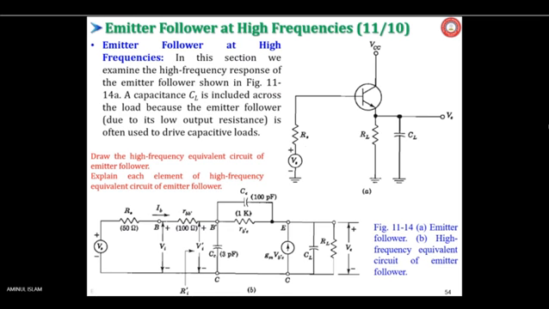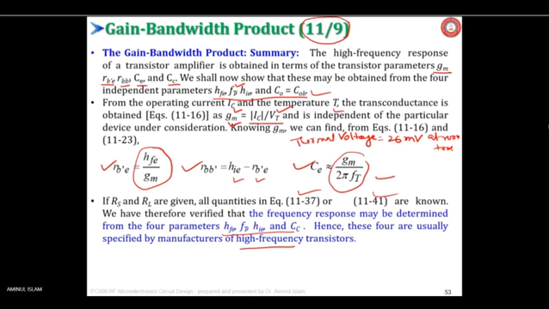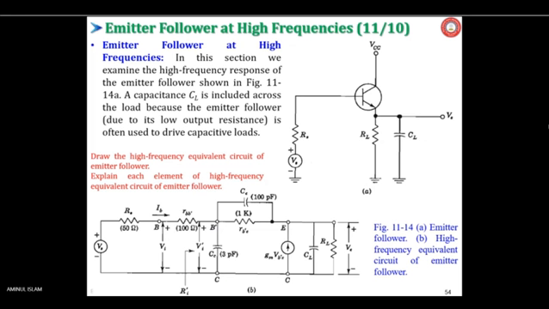Now we'll start discussion of emitter follower at high frequencies. So far we have discussed what? Up to this point we have discussed CE stage for low frequency response and high frequency response, followed by gain bandwidth product of that CE stage. Now we are going to discuss the emitter follower at high frequencies.